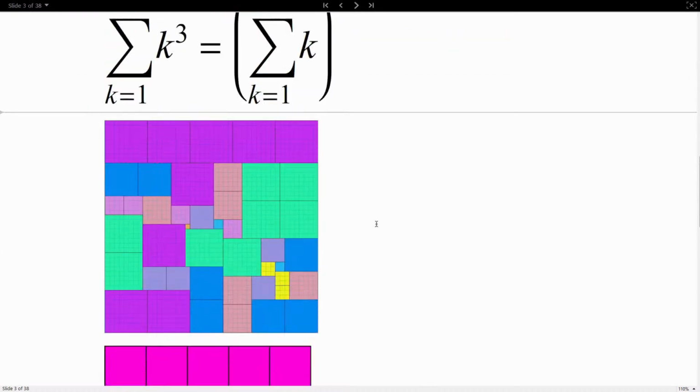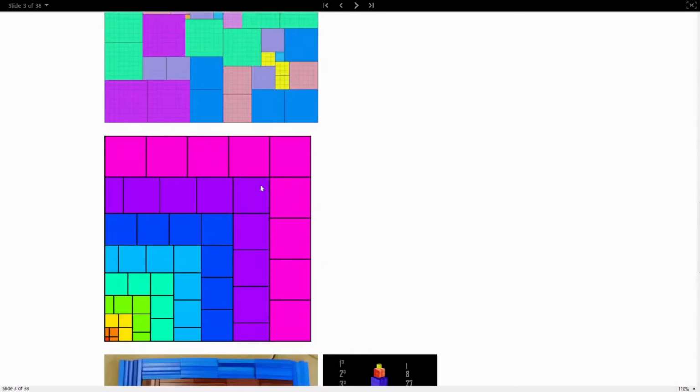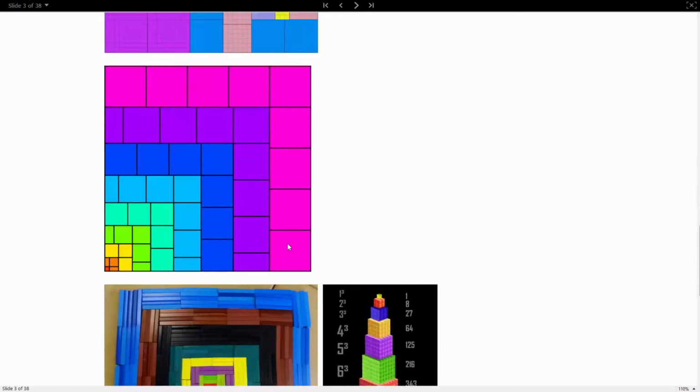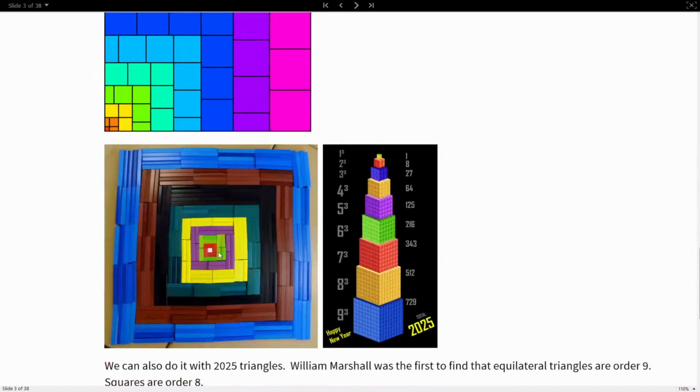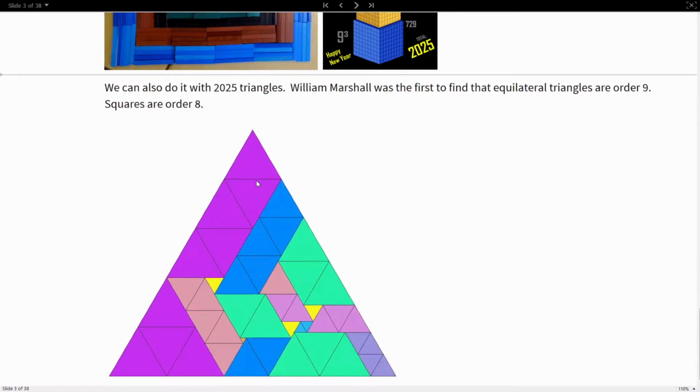And here's another solution for that. Here's a more common way this is shown, where you split the even squares in half. This is a proof without words for the theorem. And here's a way of doing it with Cuisenaire rods. We can also stack cubes together. It turns out you can also do this with triangles.